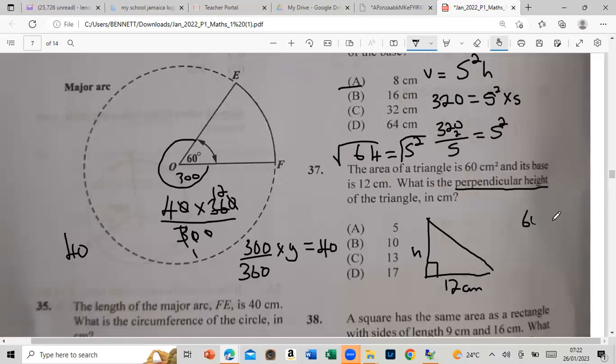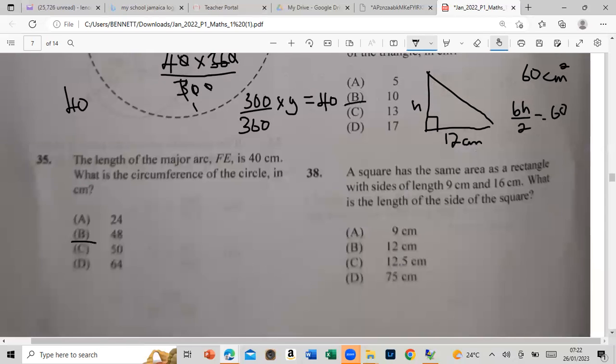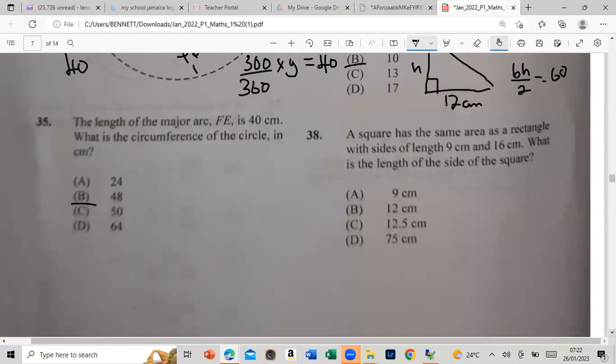But how do they come by this 60? Let's go back from the front. They say the base times height divided by 2 and that equals 60. So when they multiply this, they get 120. So what times 12 can give you 120? That's 10.